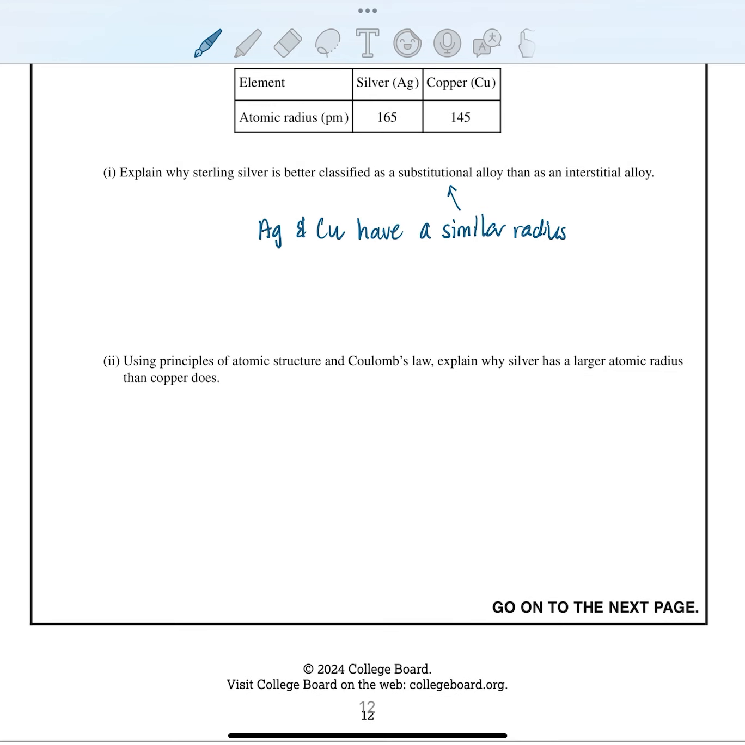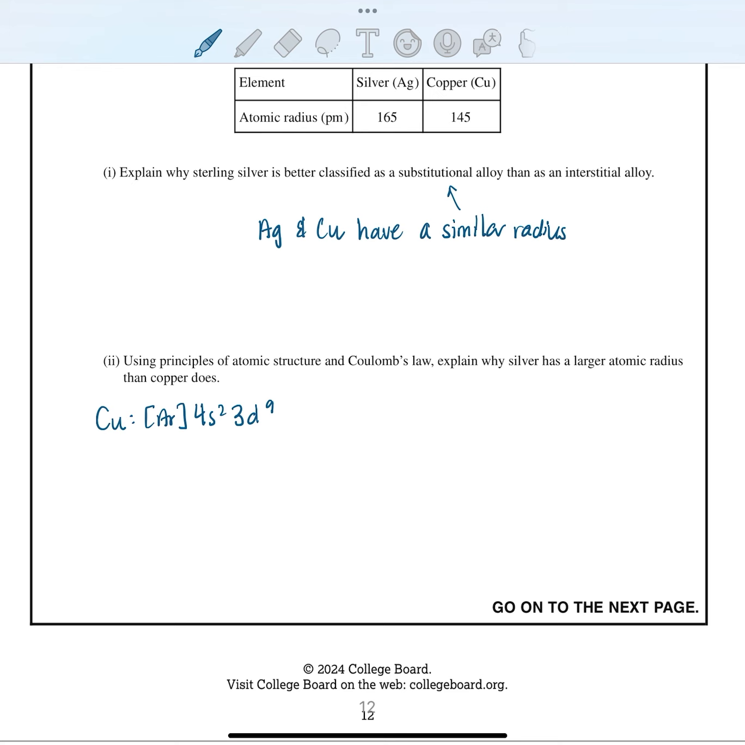Using the principles of atomic structure and Coulomb's law, explain why silver has a larger atomic radius than copper. There are many ways you can do this question. What I like to do is use the electron configuration. If you've done quantum, that may seem familiar to you. Let's start with copper. I'm going to do the abbreviated electron configuration, the noble gas one. Its closest noble gas is argon, and then it will be 4s2 3d9. I'm just showing the quantum electron configuration.